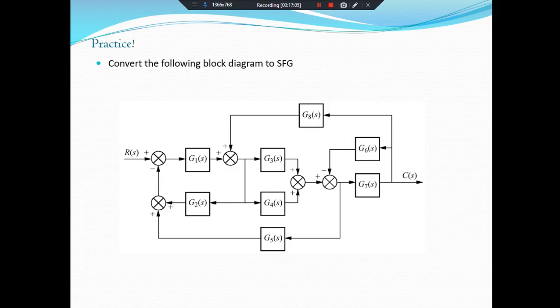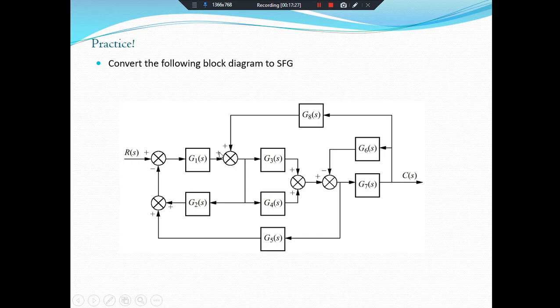Now it's for your practice. You have to convert the following block diagram to the signal flow graph. We use the same concept. Whenever there is a signal, we will represent it with a node, and when there is a system, we represent it with a branch.